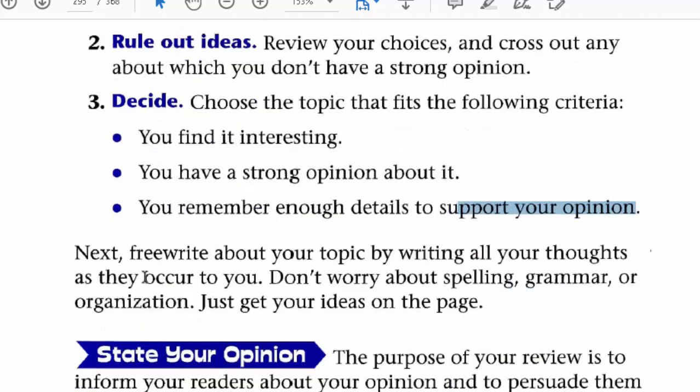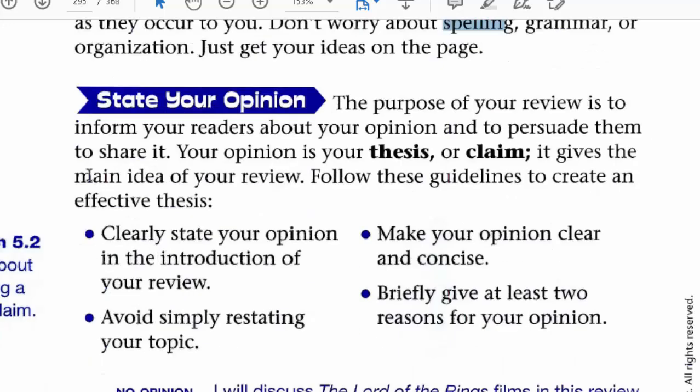Now, free write. When we say free write, it means nobody will judge you for this writing. Free write about your topic by writing all your thoughts as they occur to you, randomly. Do not worry about spelling, grammar, or organization. Your main point in this stage is to count as many ideas as you can to support the topic that you selected.